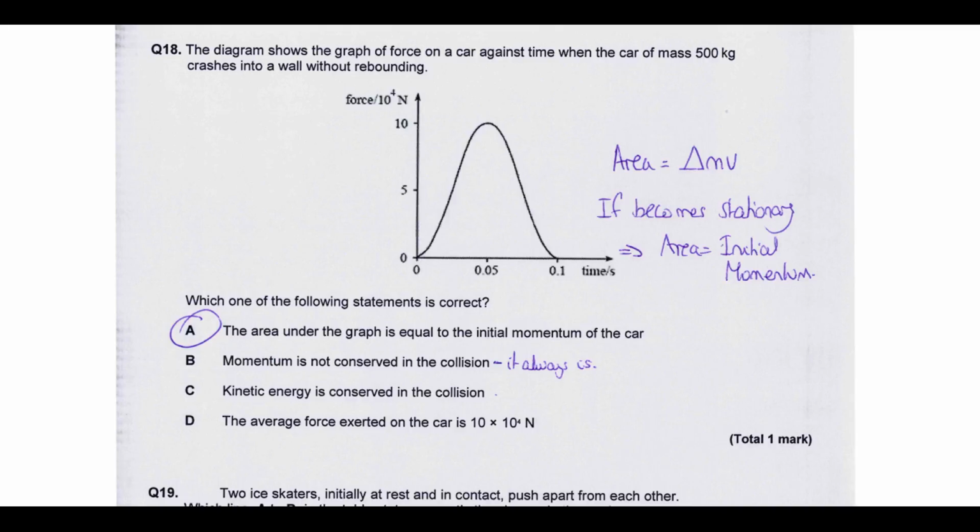Momentum is not conserved during the collision. Momentum is always conserved, so that's not right. The momentum of the car might not be conserved, but the total momentum will be. Kinetic energy conserved, we know that's not the case because it's going from having some kinetic energy to not having any, so that's not the case. The average force exerted on the car is 10 times 10 to the 4. No, that's the maximum force you can see here, 10 times 10 to the 4. It's certainly not going to be the average. The average has to be somewhere down around 5, probably slightly less than that. So we know that those are wrong, leaving us with A.